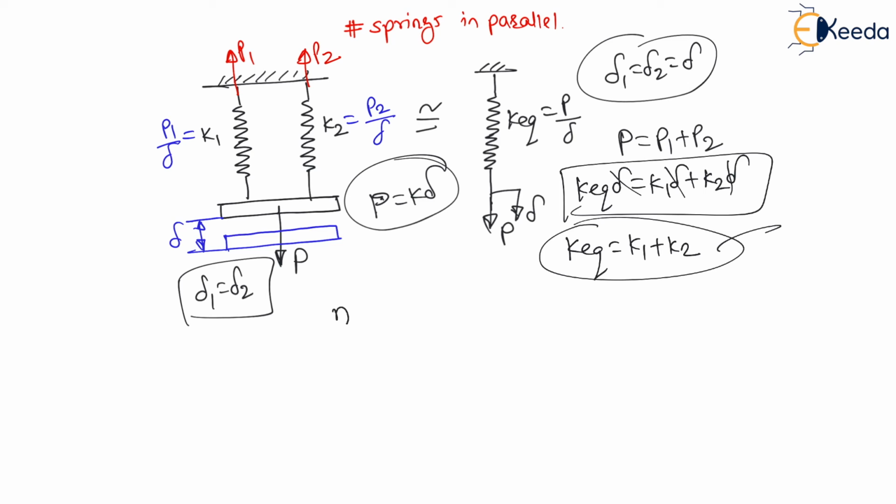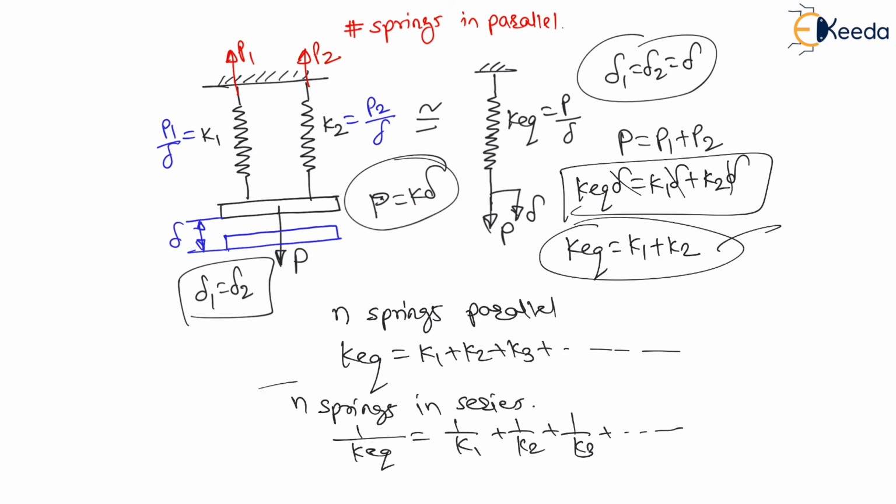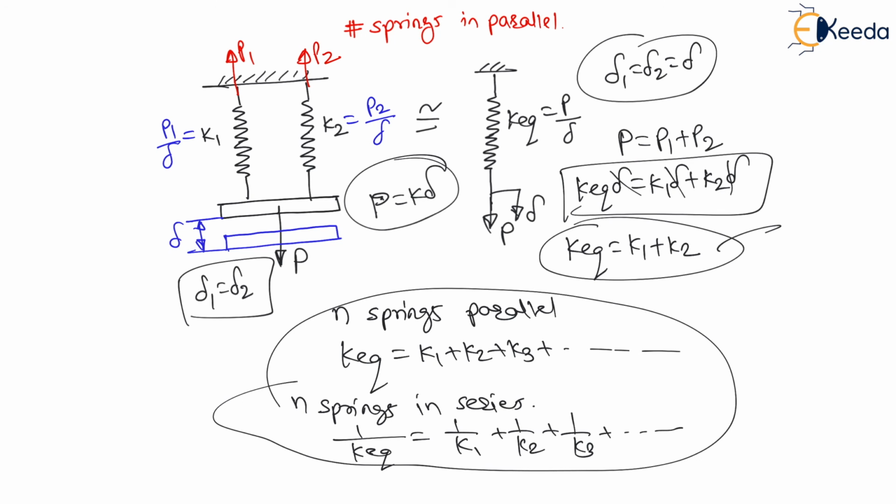Now, if there are n springs in parallel, then the equivalent spring stiffness will be equal to K1 plus K2 plus K3 plus so on for n springs. And for n springs in series, as we have just seen, the reciprocals get added. 1 upon K equivalent is equal to 1 upon K1 plus 1 upon K2 plus 1 upon K3 plus so on. This is how the equivalent stiffness can be calculated for series and parallel combinations.